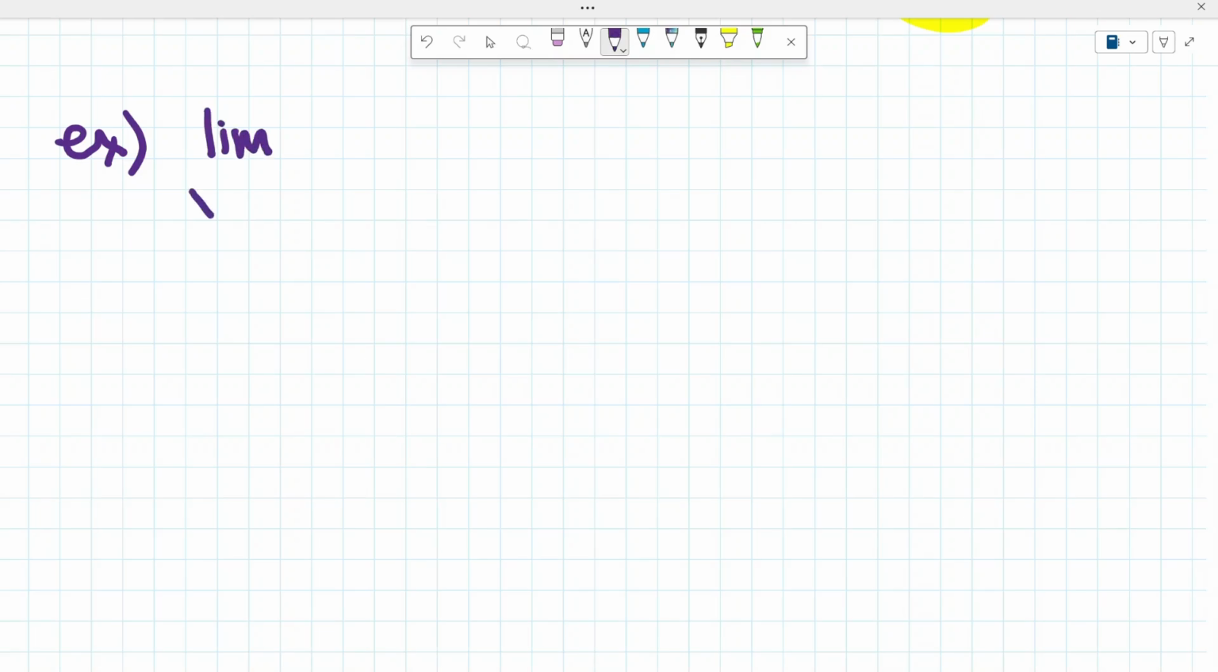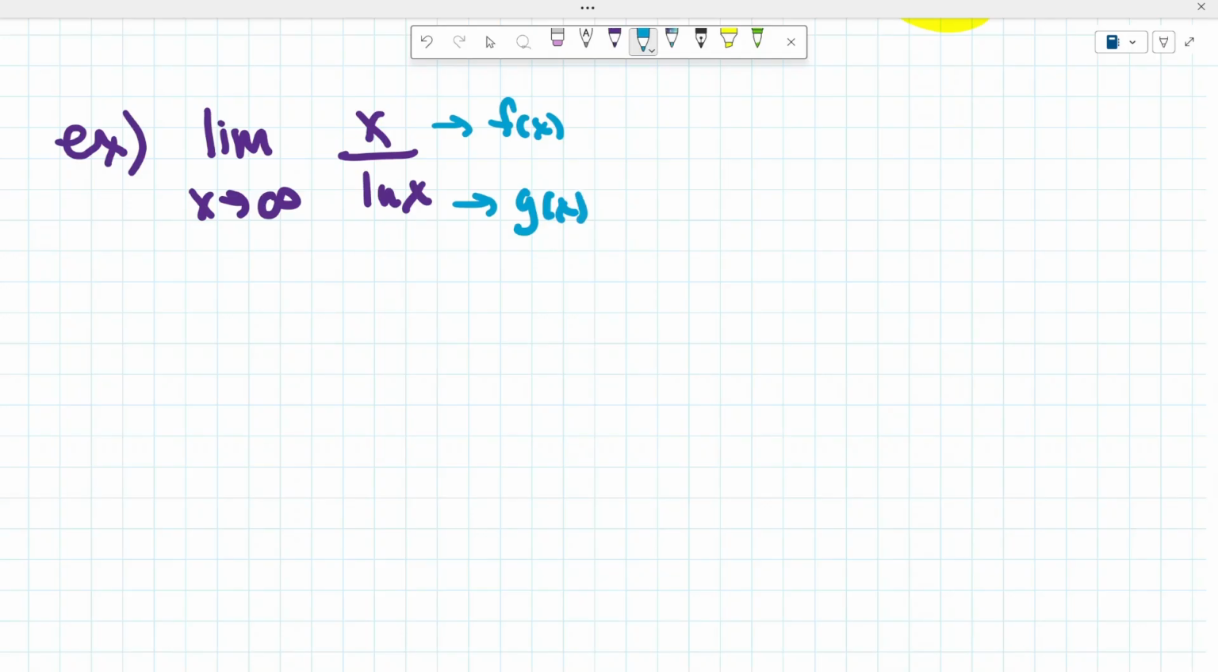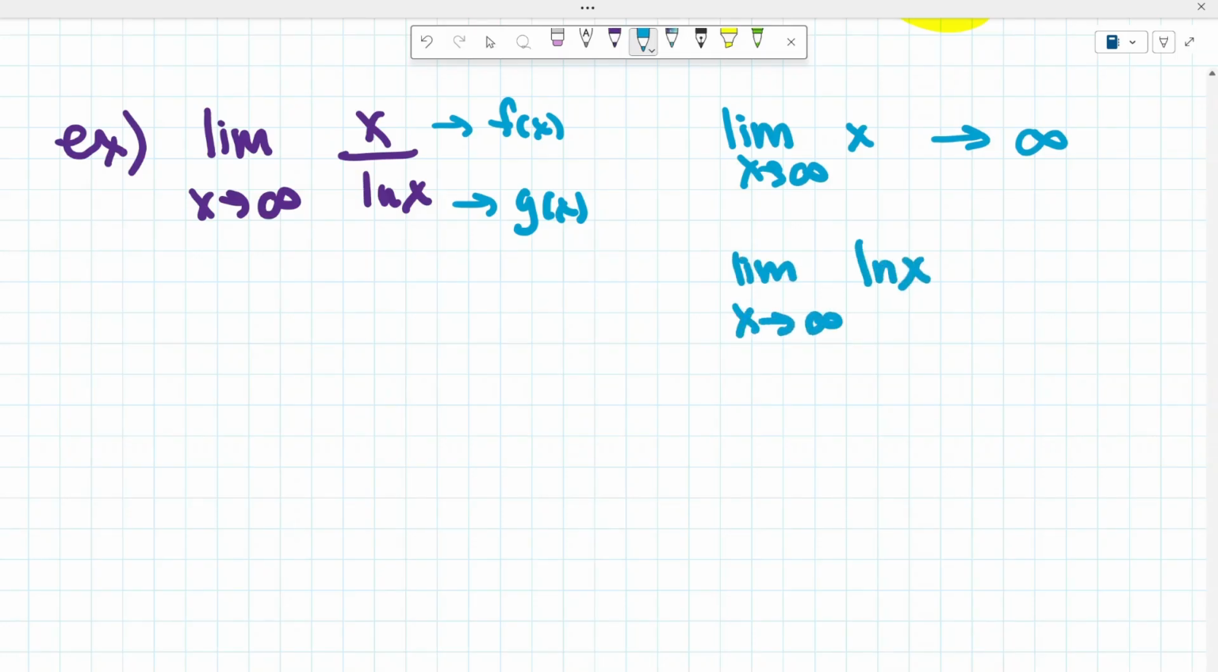Okay, so we've got now the limit as x approaches infinity of x over ln x. So again, let's test it out. We'll call this one our f of x, and this one here our g of x. If we take the limit of the numerator, we have the limit as x approaches infinity of x, and this is approaching infinity. If we look at our denominator, we have the limit as x approaches infinity of ln x, and this also approaches infinity. So again, we have another case where we have infinity over infinity, so we have to use L'Hopital's rule.